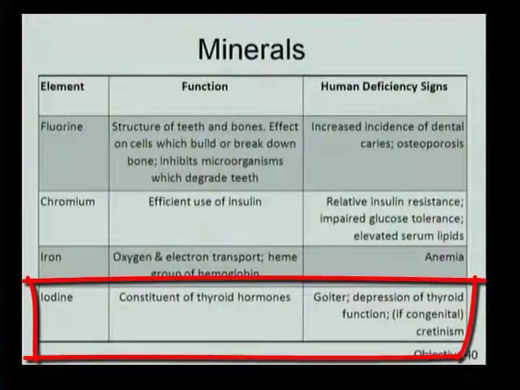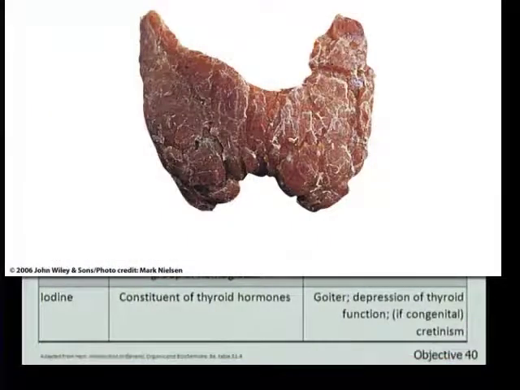Iodine is an important chemical element, which, as I said earlier, is a constituent of thyroid hormones. So a deficiency of iodine can lead to goiter, which is an enlarged thyroid, can depress thyroid function. So if it happens before or at the time of birth, then we call it congenital. And if the lack of thyroid hormone is congenital, then it can result in a syndrome called cretinism, which is mental retardation and characteristic physical signs and a lower metabolism.